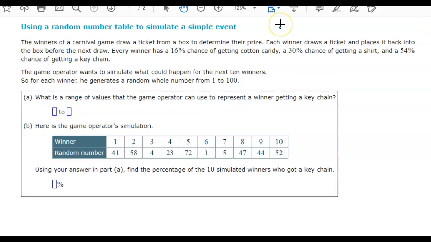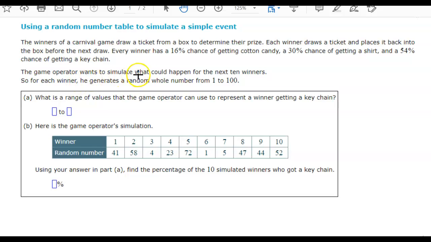Okay, what do we got here? Using a random number table to simulate a simple event. I'm going to start right here, you guys. The winners of a carnival game draw a ticket from a box to determine their prize. Each winner draws a ticket and places it back into the box before the next draw. Every winner has a 16% chance of getting candy corn, a 30% chance of getting a t-shirt, and a 54% chance of getting a keychain.